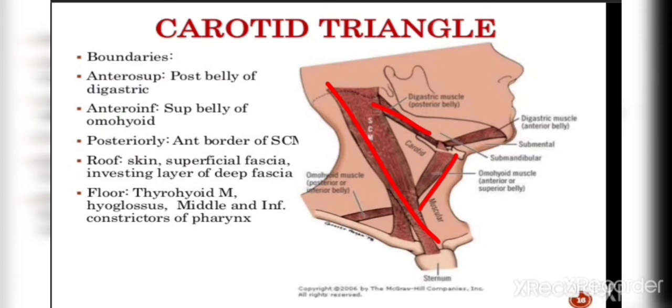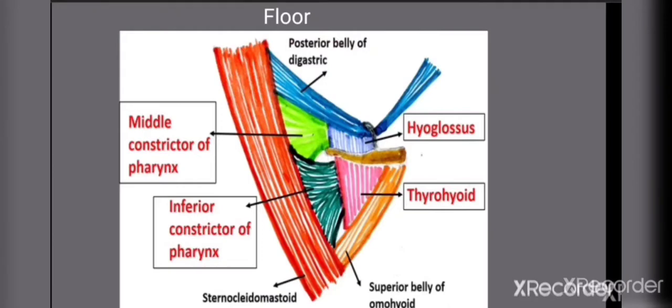Then the floor of this triangle is made up of the thyroid muscle, hypoglossus muscle, and middle and inferior constrictors of the pharynx. These muscles form the floor. So these are depicted in this pictorial diagram: the floor of the carotid triangle, the middle constrictor, inferior constrictor, the hypoglossus, and the thyroid muscle.